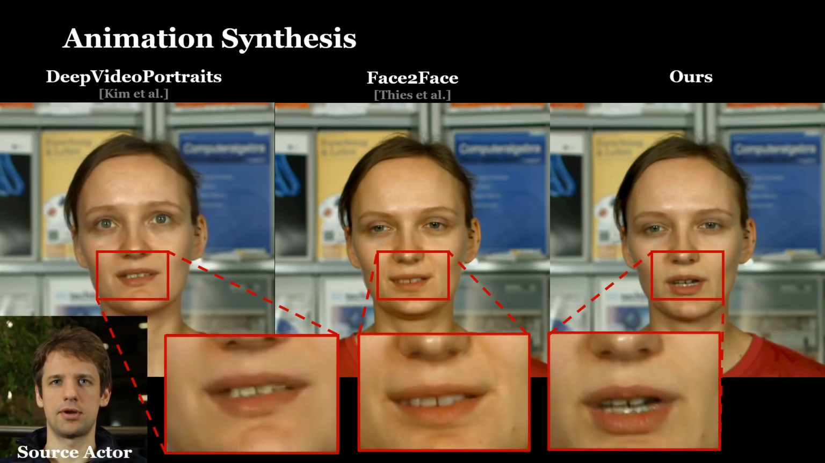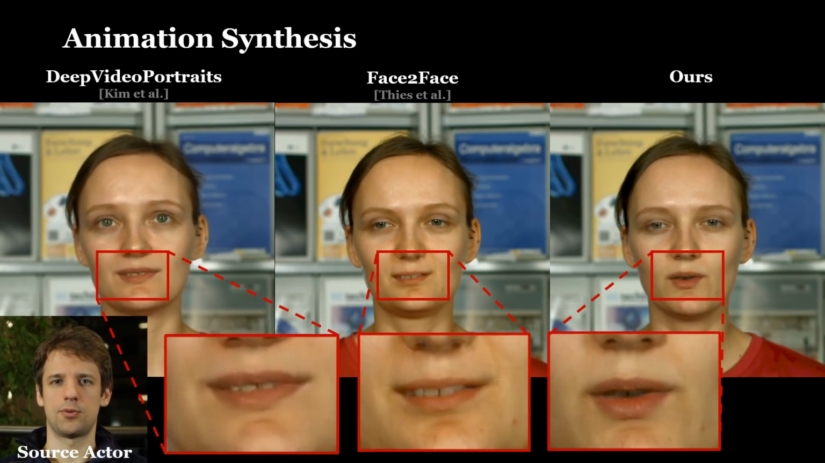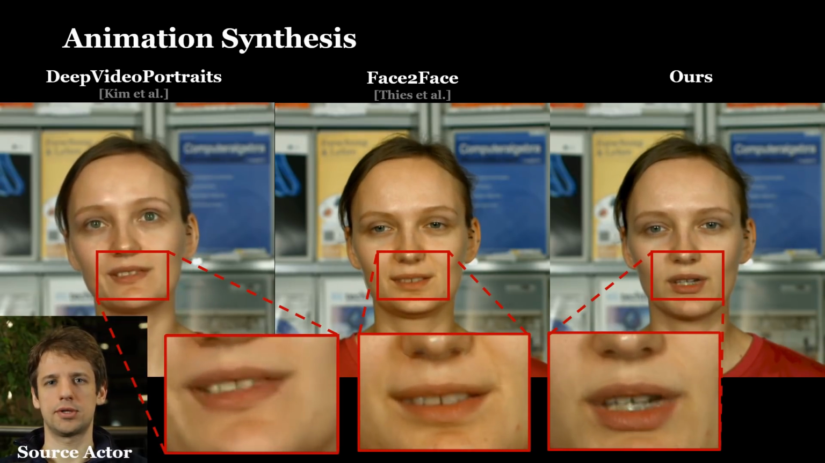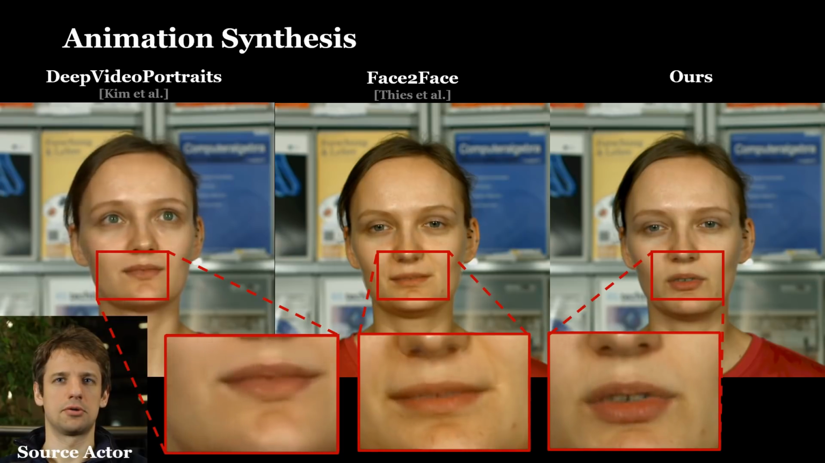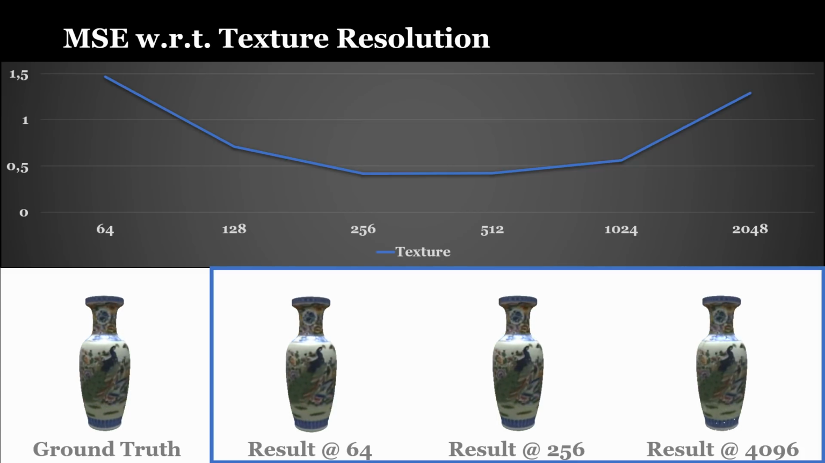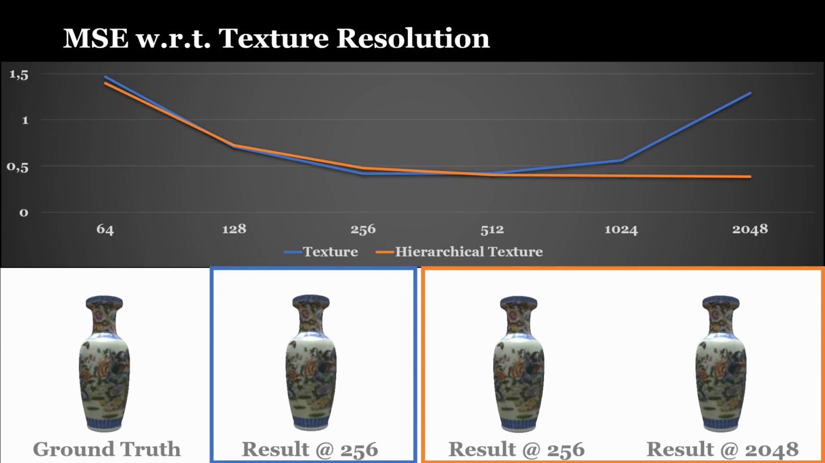In this comparison, we show the quality of our approach versus state-of-the-art reenactment methods. The rendering quality is dependent on the resolution of the texture. A texture at a single resolution might be too coarse or too fine, which leads to overfitting and undersampling during training. Because of this, we use a hierarchy of textures, resulting in better sampling behavior, particularly for higher texture resolutions.